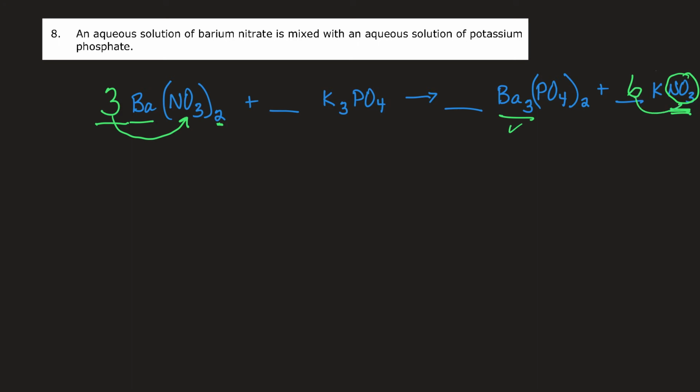So I have 6 nitrates, but now I've got 6 potassiums on this side. Over here, I only have 3, so what do I put in front there? Hopefully you said a 2. You put a 2 there, that'll give you your 6 potassiums. But now it also gives you 2 phosphates, which I have over there. Equation is balanced.